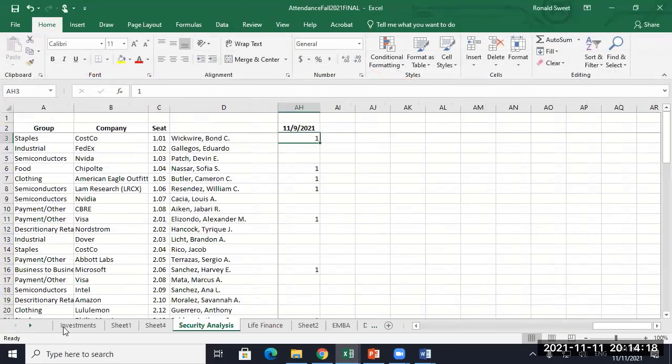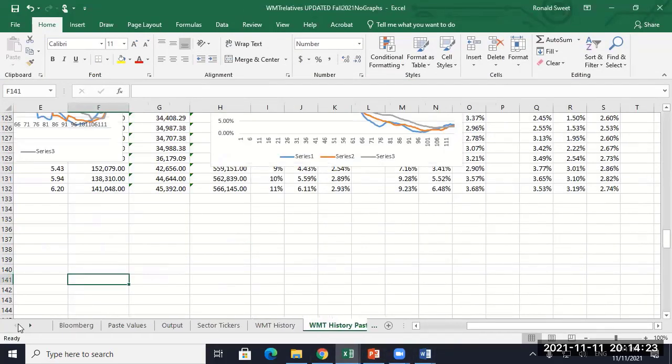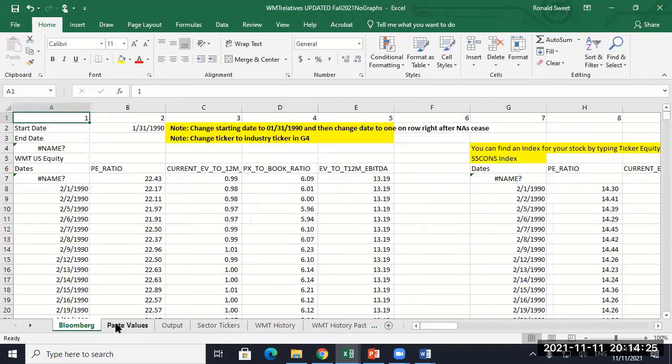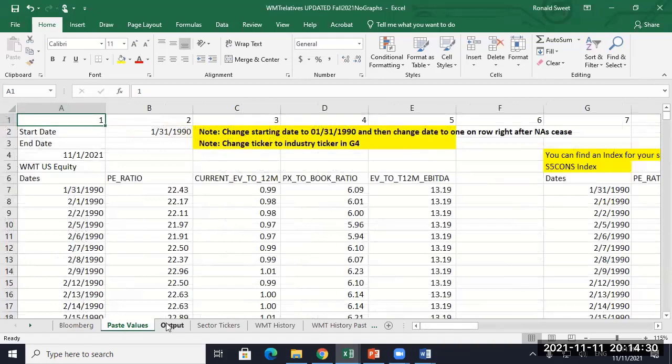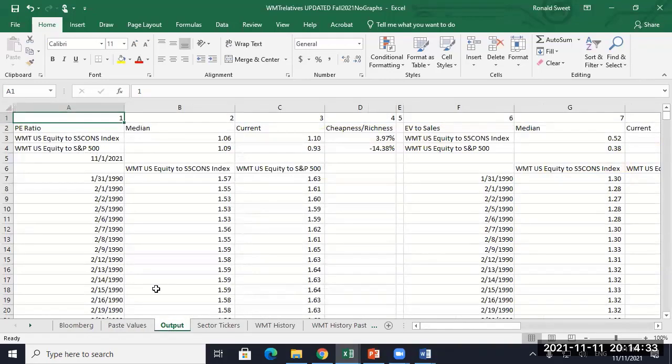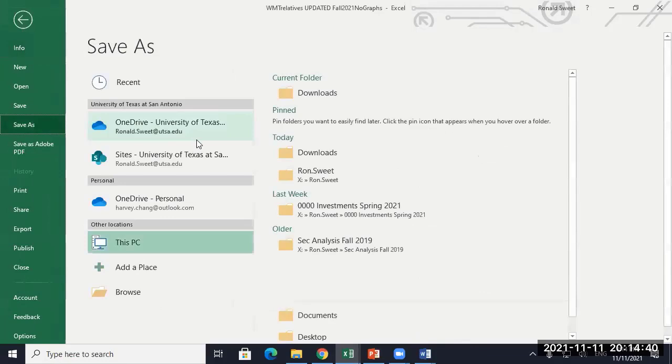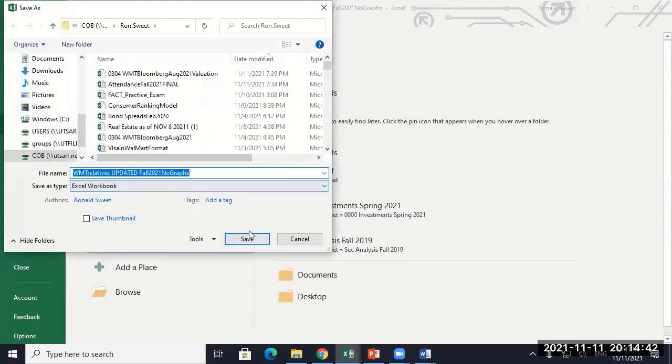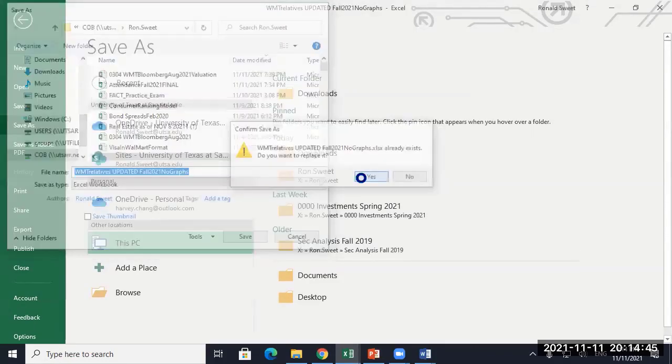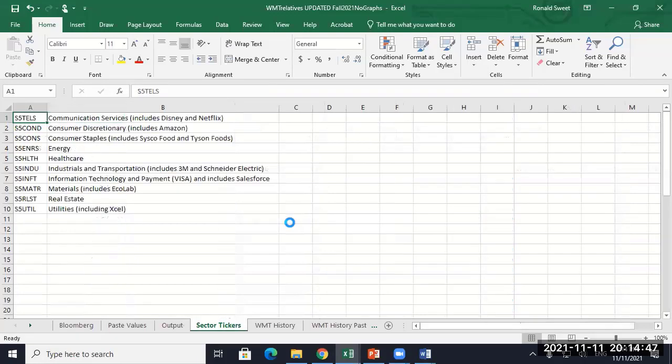So you want to come in. This page is just going to give you errors. The paste page, you probably want to come into this page. So I'll save it so you come into the output page. There's your sector ticker. So if you need another sector besides Staples, you just pick your sector.